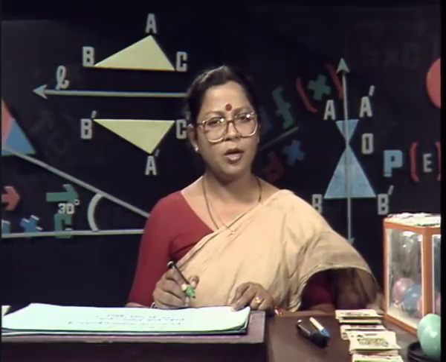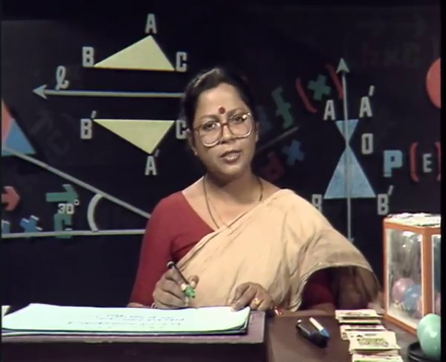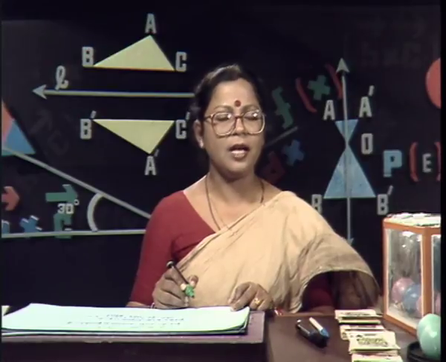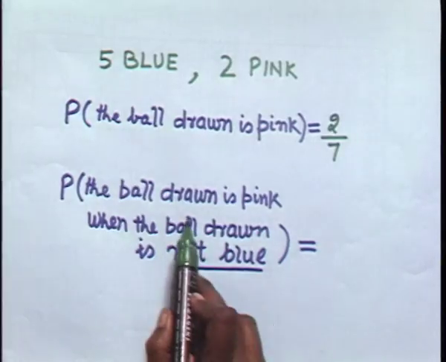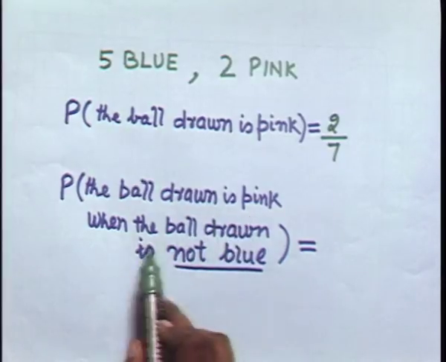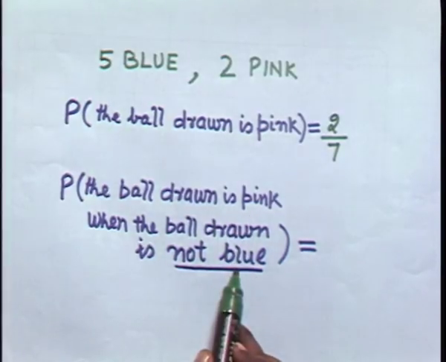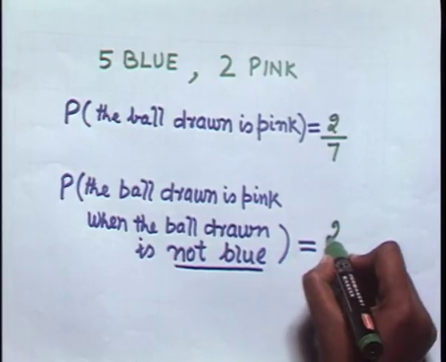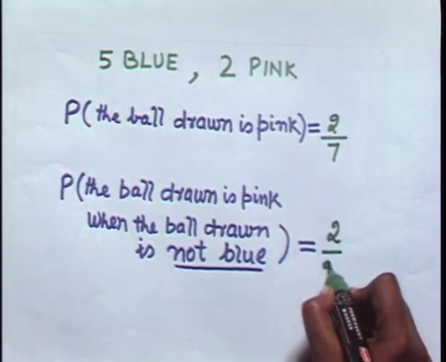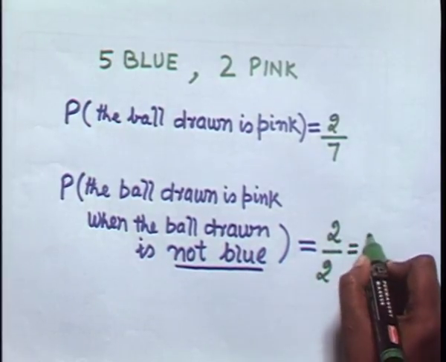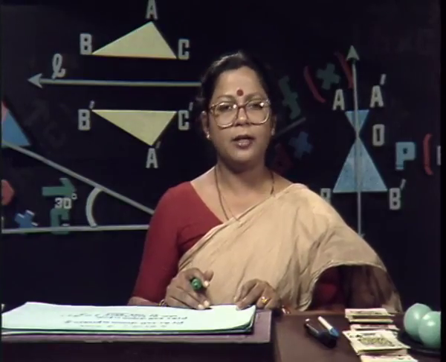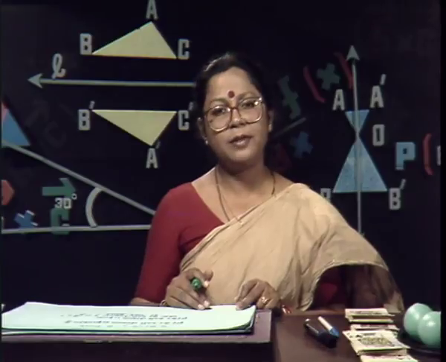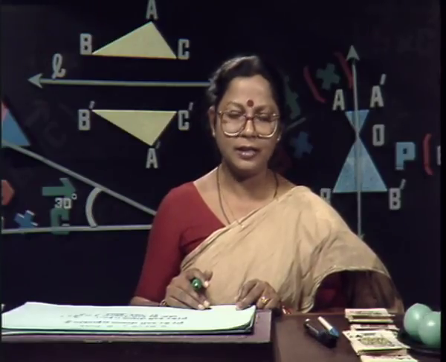If the ball drawn is not blue, then naturally the ball drawn must be a pink ball, and therefore, the probability of the ball drawn is pink when the ball drawn is not blue will be given by 2 upon 2, which is equal to 1. Thus, we found that for a given condition the probability of the occurrence of an event changes.